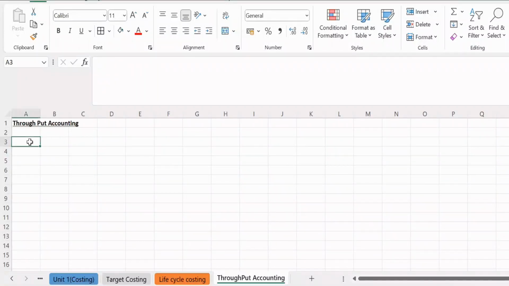When we talk about throughput accounting, we say that throughput, ibingana ubundi no gufata sales revenue minus raw material cost.